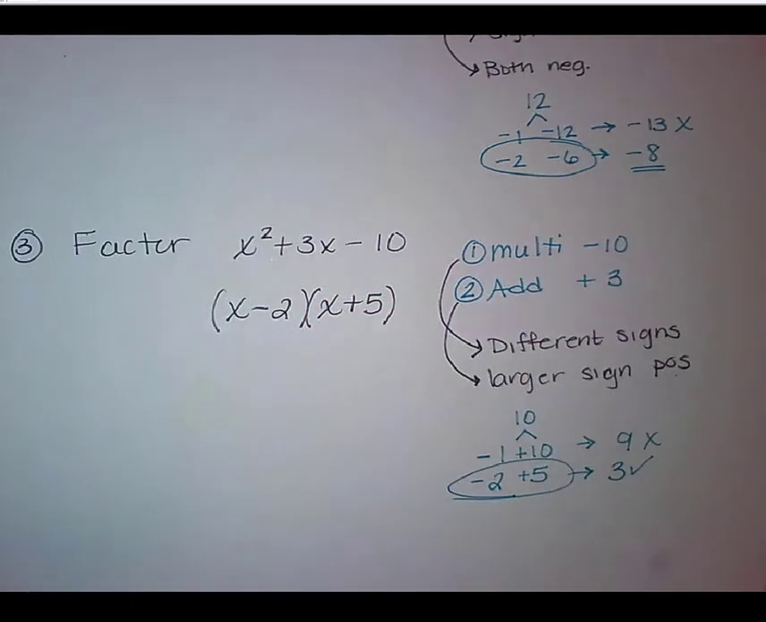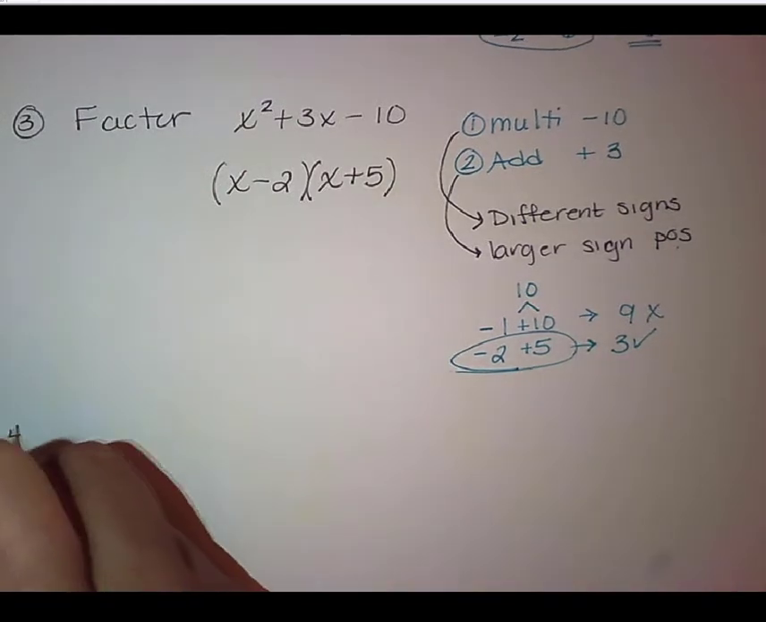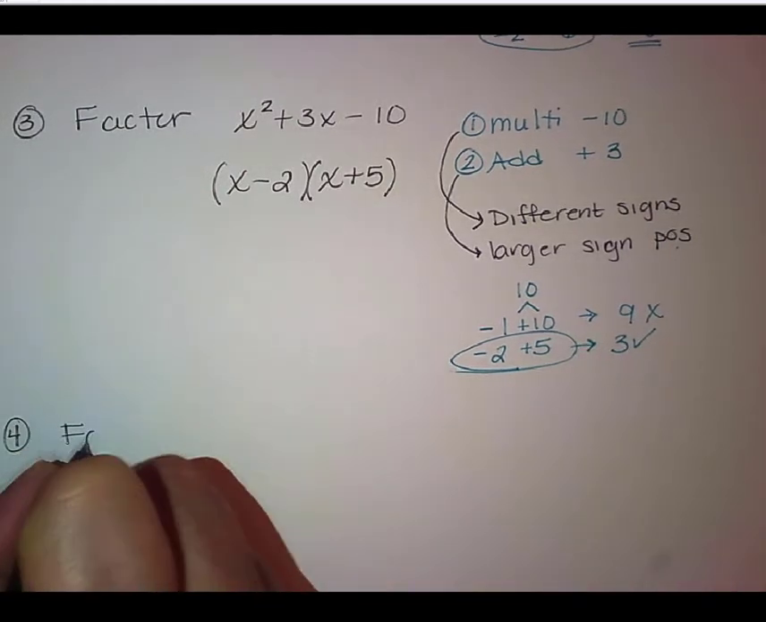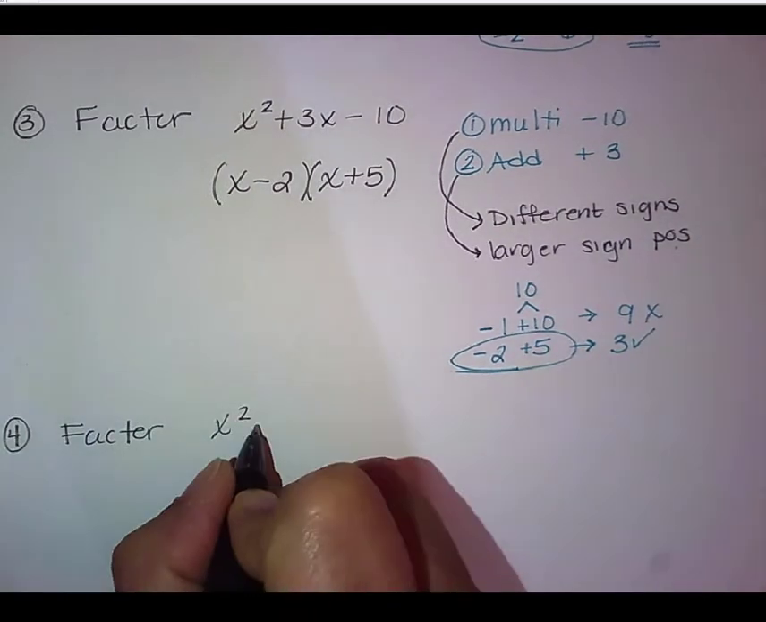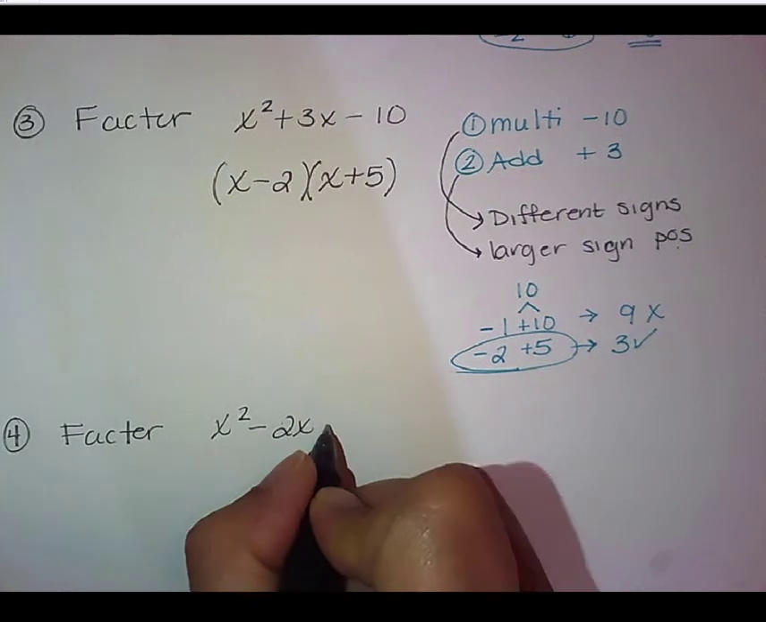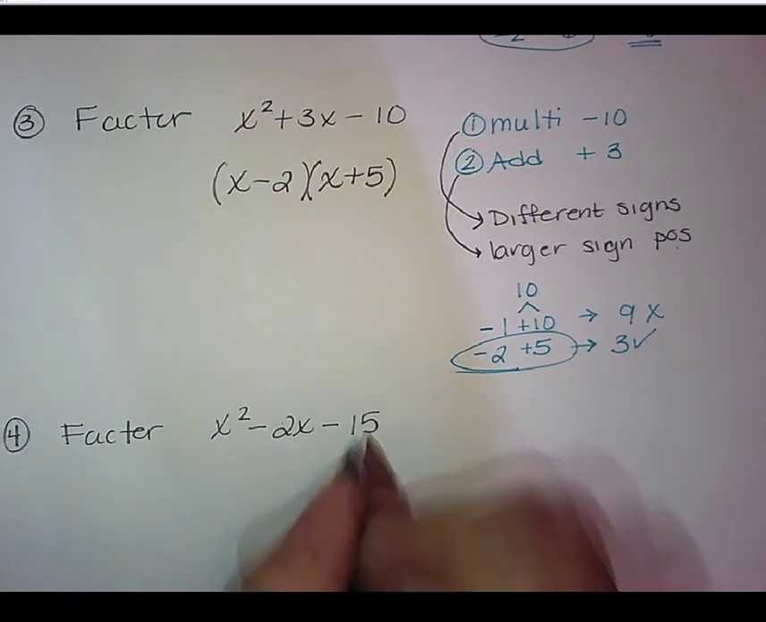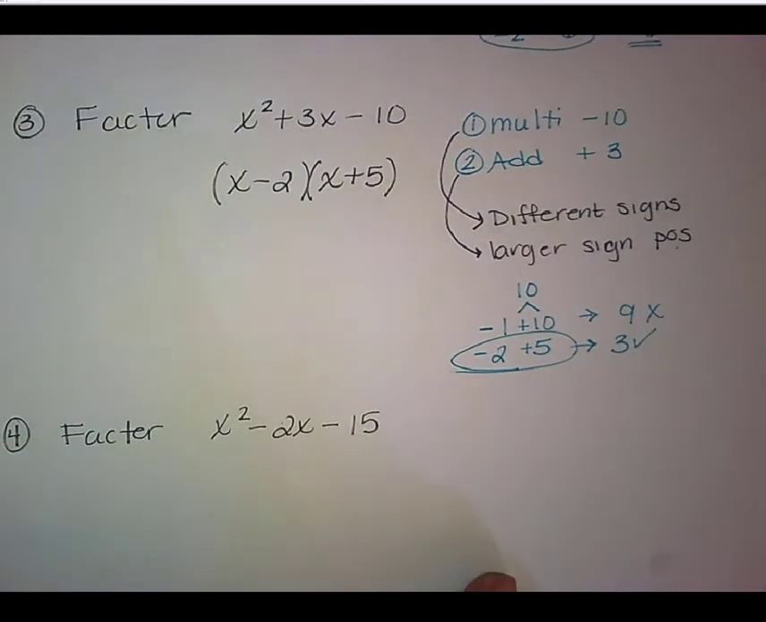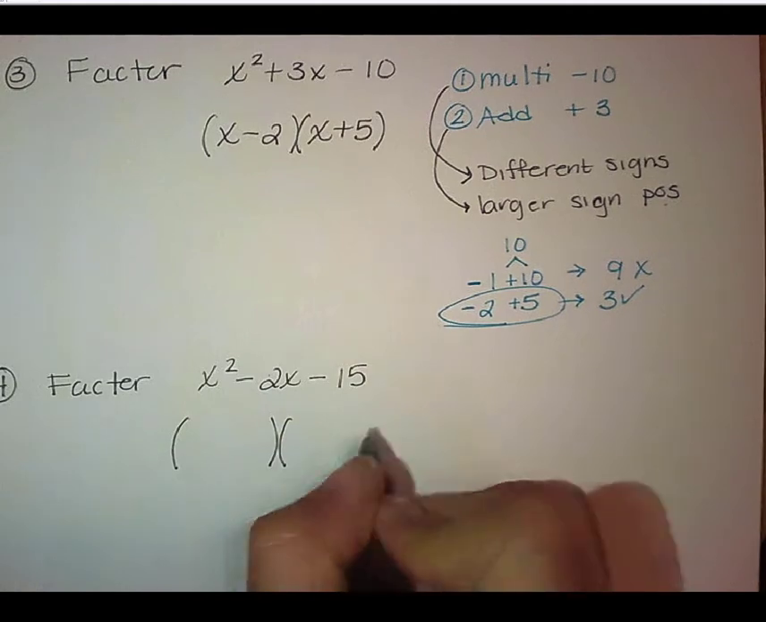Okay. One more example here. Let's do what happens, still doing our factoring. We've got x squared minus 2x minus 15. Okay, so starting out the same way. We're going to do our parentheses. We're going to lead off with x on both of these.